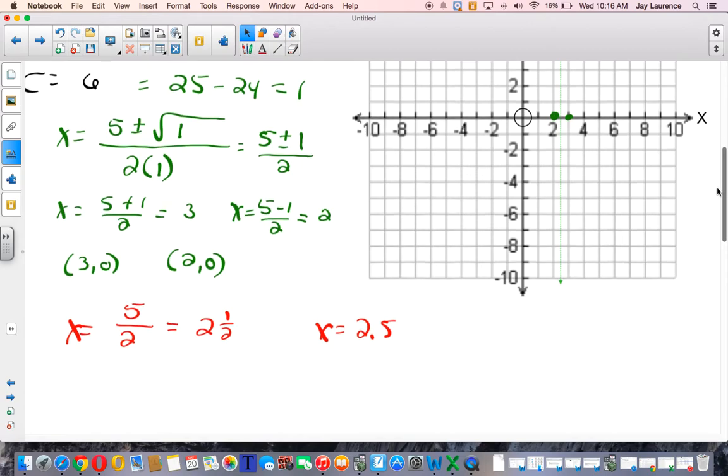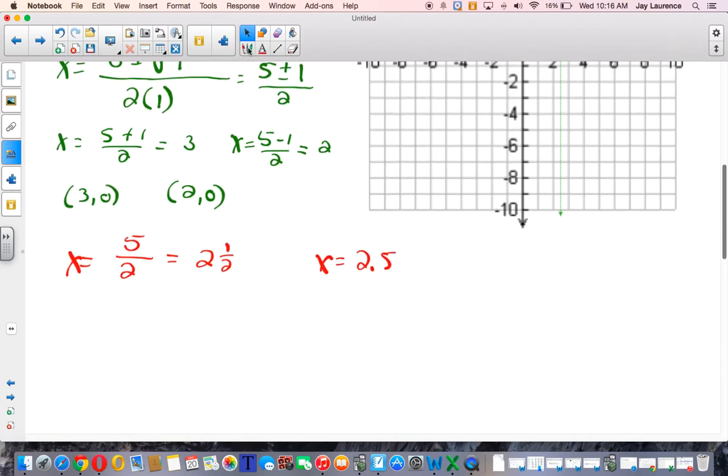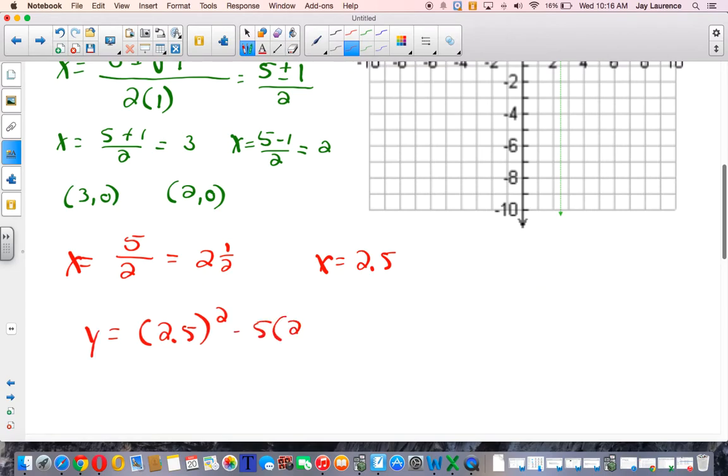The vertex will sit on the axis of symmetry. All right, so now I want to find the vertex. So I'm going to go to y equals 2.5 squared minus 5 times 2.5 plus 6. By the way, this one was factorable. I just picked it because it would be really easy to work with.